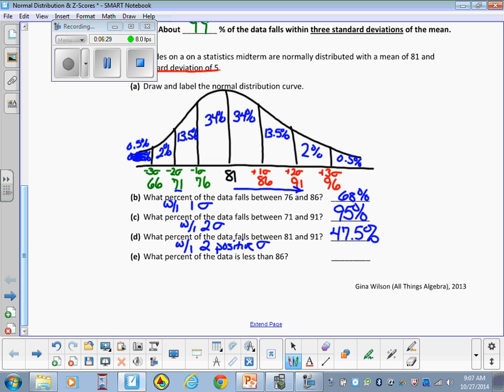And what percent of the data is less than an 86? Whew, a lot, right? That means I have to start here at one standard deviation and go all the way down, and that adds up to about 84%, if I've done my addition correctly.